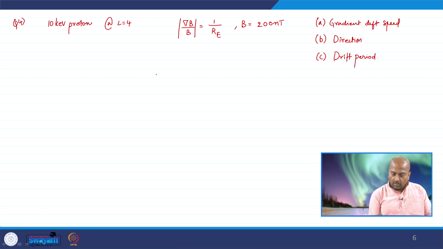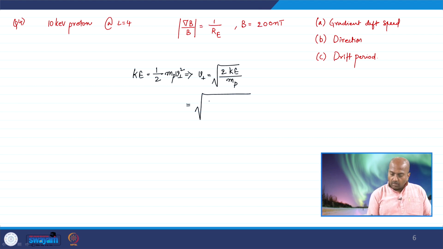So, let us say the kinetic energy of the particle is half. We are talking about protons, m_p v square, v perpendicular square can give us the v perpendicular as 2 KE by m_p.